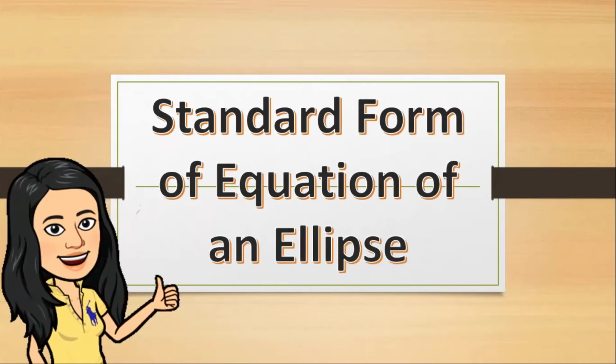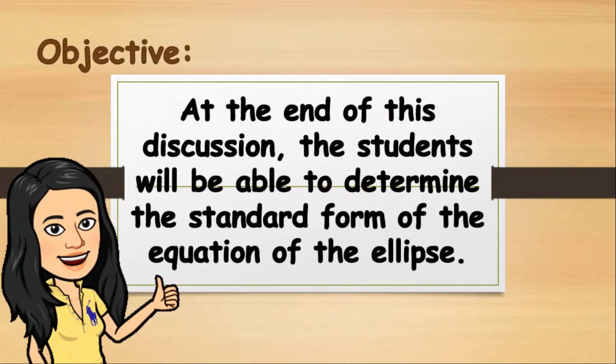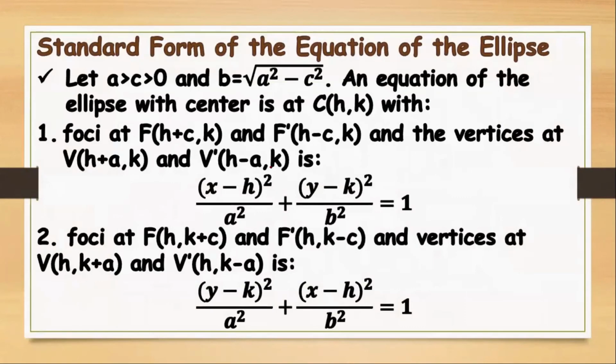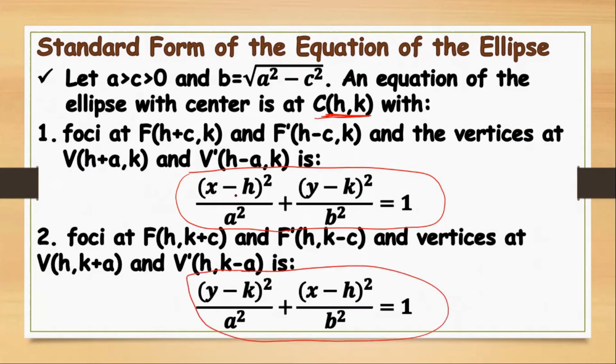We are now on the standard form of the equation of an ellipse, and our objective is that at the end of this discussion, the students will be able to determine the standard form of the equation of the ellipse. So let's have this again. If the ellipse is not at the origin but has the center at (h, k), given the same situation, we have this standard form: x minus h quantity squared over a squared plus y minus k quantity squared over b squared equals 1.